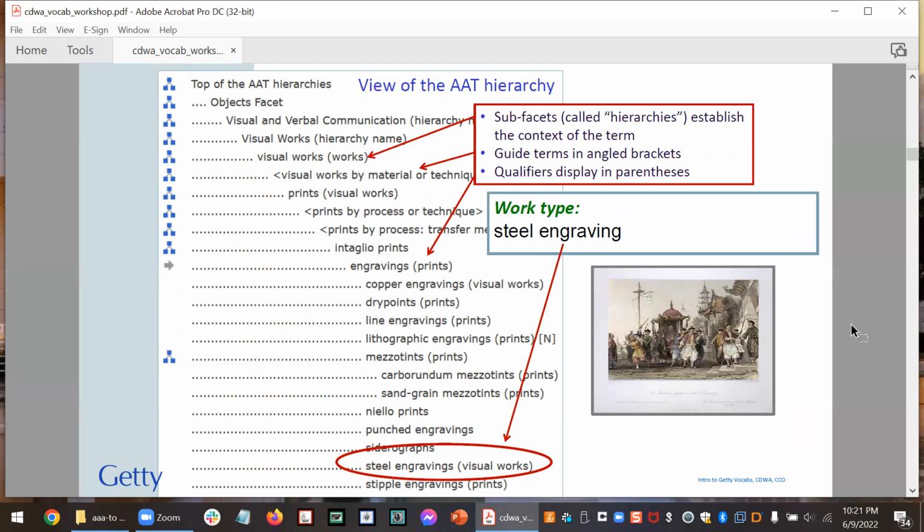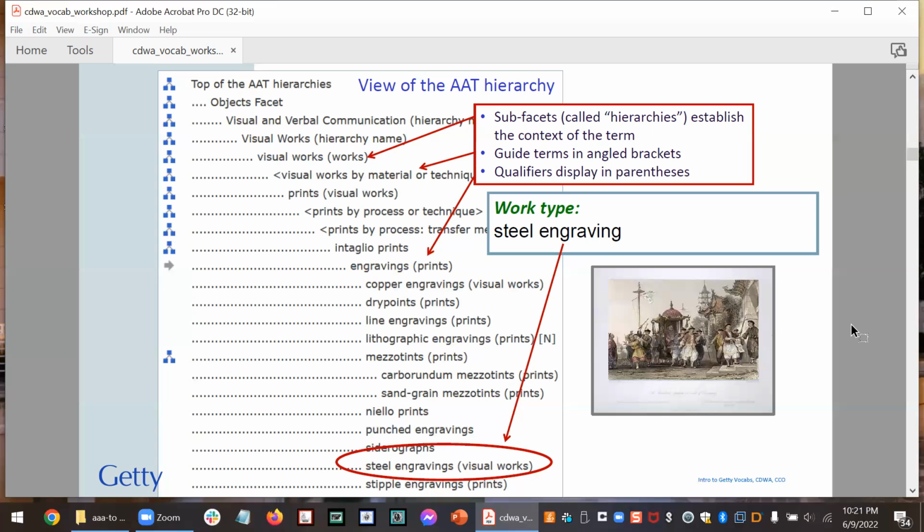Also, you see there, and the arrow is a little bit higher up on the screen, that one is pointing to a word in parentheses. This is engravings, prints in parentheses. That's a qualifier, and that's stored in a separate field in the AAT, but combined for display to distinguish between homographs.